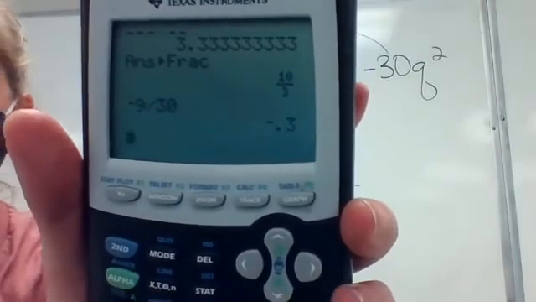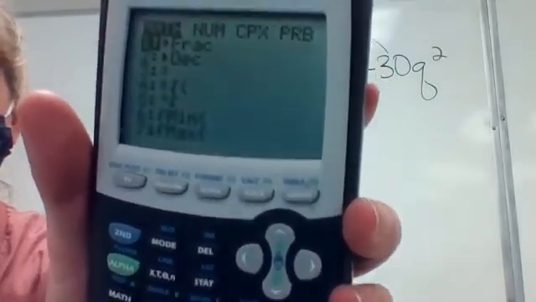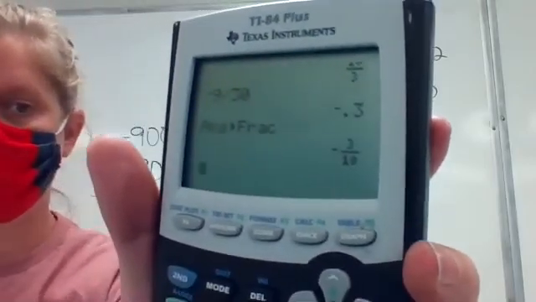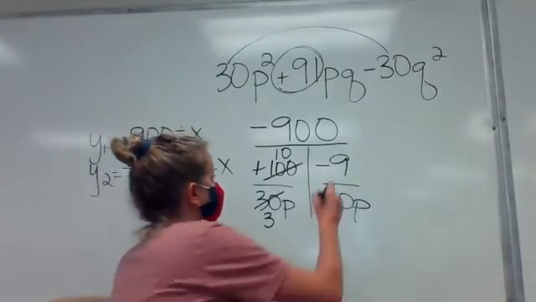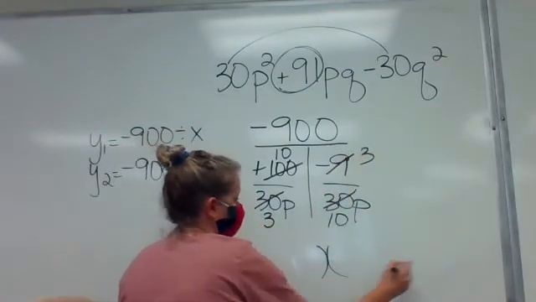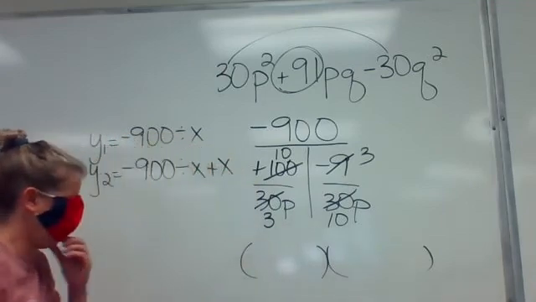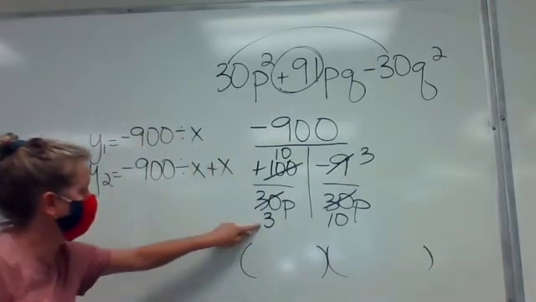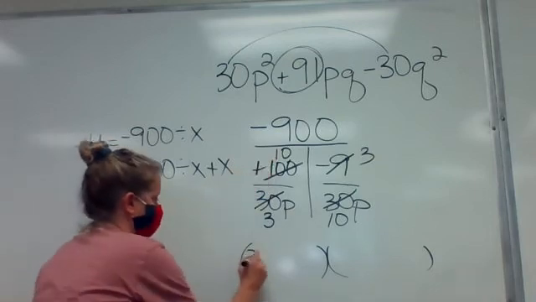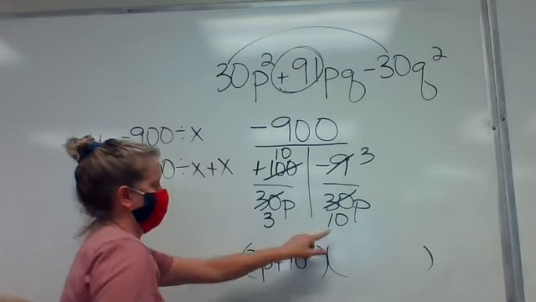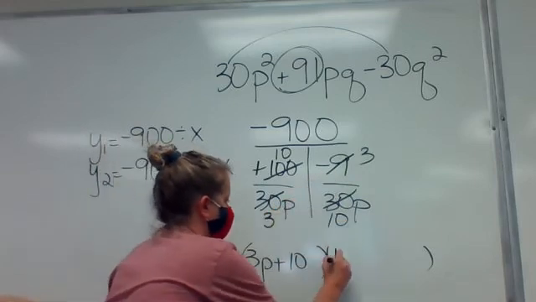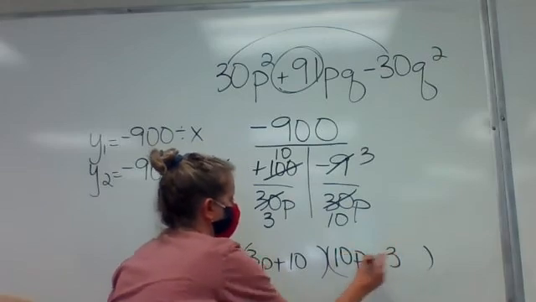Gives you that decimal. Math, enter that. Negative 3/10. Now, what is this first one going to be? 3p plus 10. What's this one going to be? 10p minus 3. Now, here's the thing.